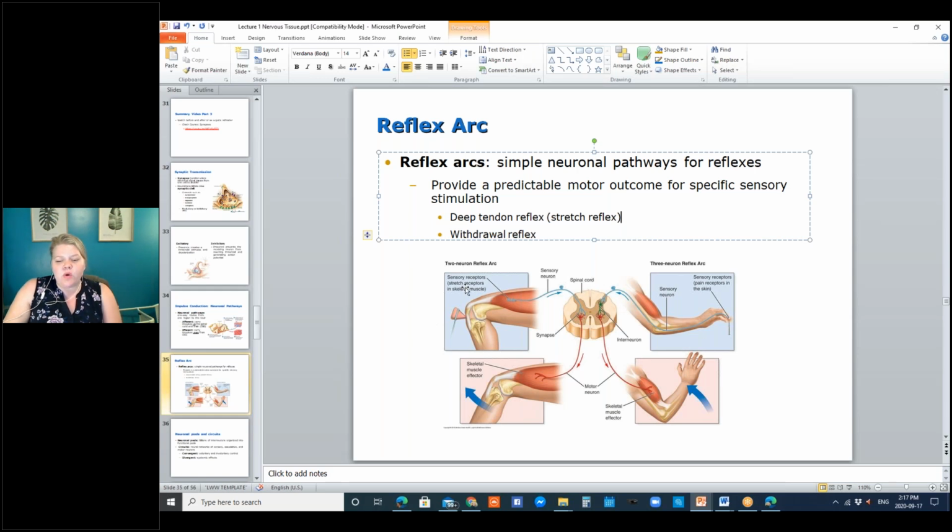The deep tendon reflex requires only two neurons. Okay, that's important to remember, two neurons. One is a sensory, detecting that stretch of the tap in the tendon. And it creates a synapse between a sensory and a motor neuron. And the motor neuron brings information to tell the quadriceps to contract, and therefore you get that knee extension movement.